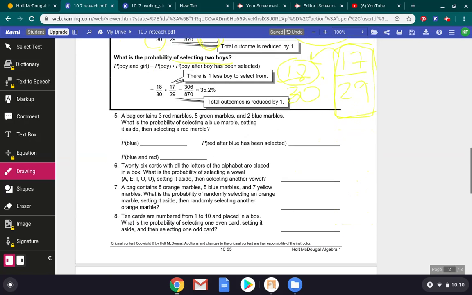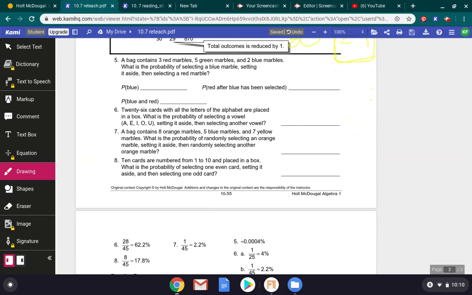Let's take a look at some more examples. In example 5, it says a bag contains 3 red, 5 green, and 2 blue. What's the probability of selecting a blue? Notice it says setting it aside. So unlike our independent events, I'm not replacing it. I took it out and now it's off to the side. First we have 3 red and 5 green, so that's 8, plus 2 blue. I've got 10 marbles in the bag altogether. So selecting a blue would be 2 out of 10, which simplifies to 1/5.